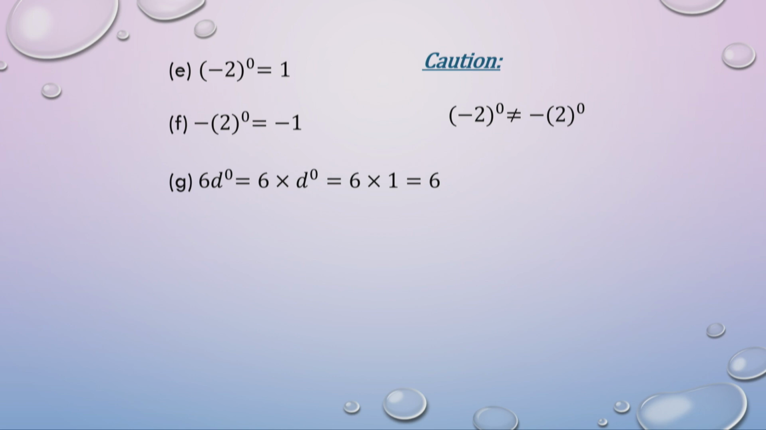Next part, 6d to the power of 0. So it means that we have 6 times 1, since d to the power of 0 is 1. So 6 times 1, which is 6. Next part, 7 over n to the power of 0. Now n to the power of 0 is 1. So we get 7 over 1, which is 7.